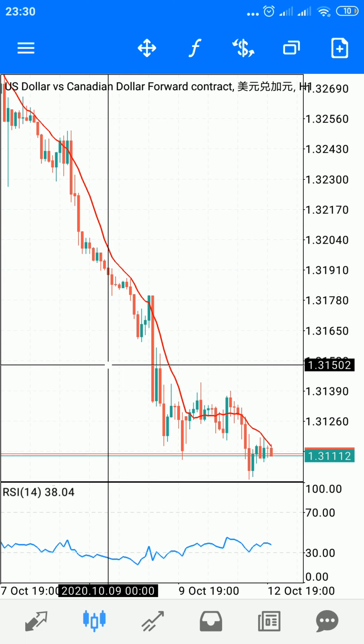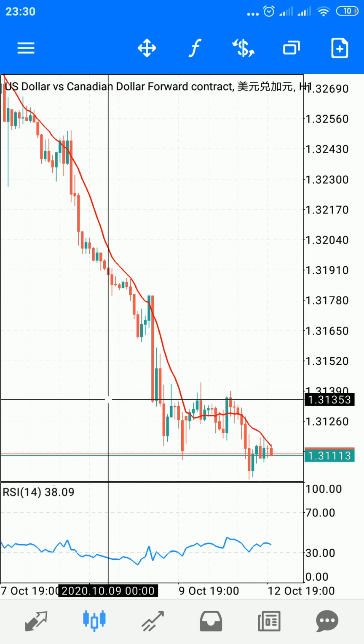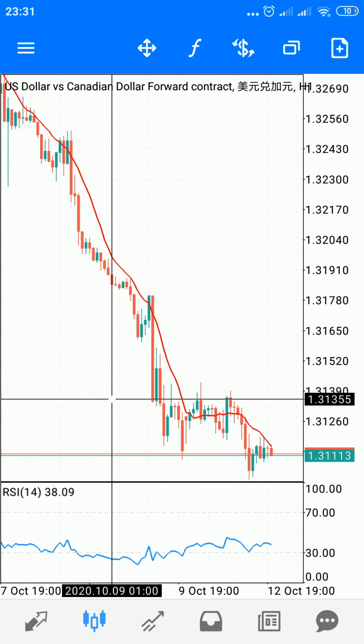Then if it does go to that particular level, you're going to be looking to enter the market, but you're not going to be entering the market right away. What you're going to be doing instead is waiting for the price to come back to this particular level, 1.31355, let's say, and you're going to be entering a long position.